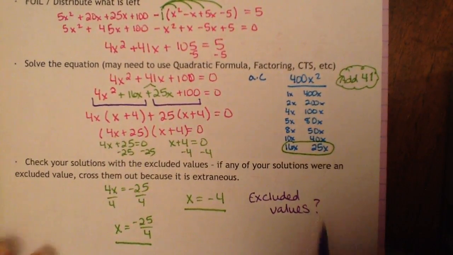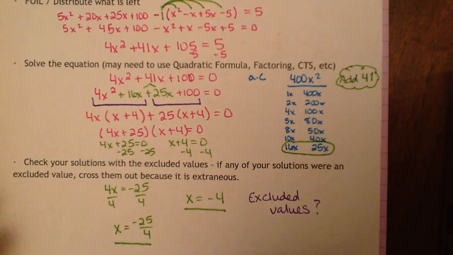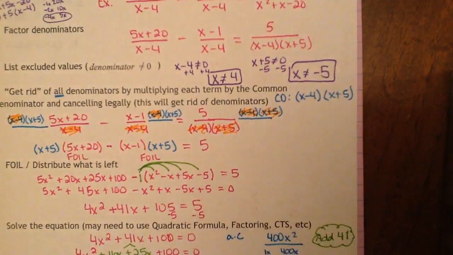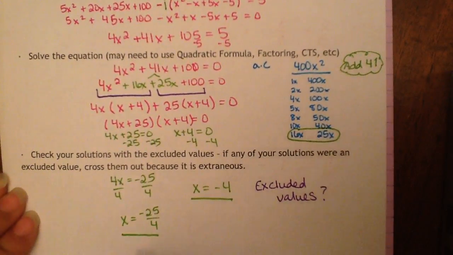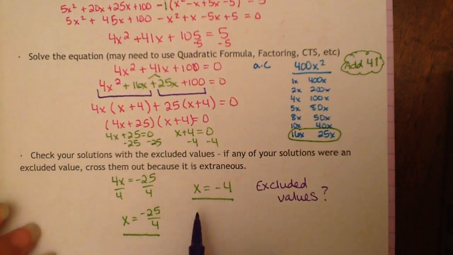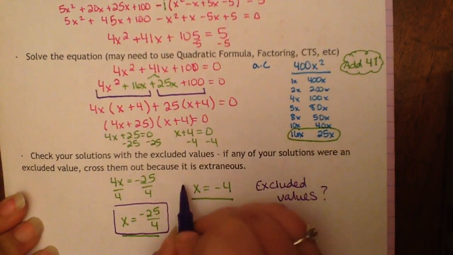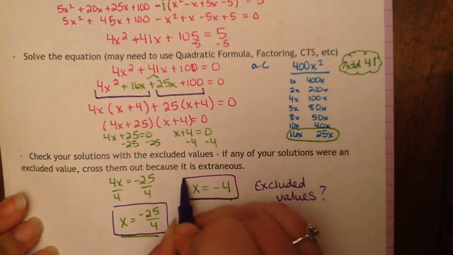Well, we had these excluded values, but they happened a long time ago. So clear back up here, our excluded values are 4 and negative 5. So we have to double check in our answer, did either one of these give me 4 or negative 5? And they did not, so these are our answers.